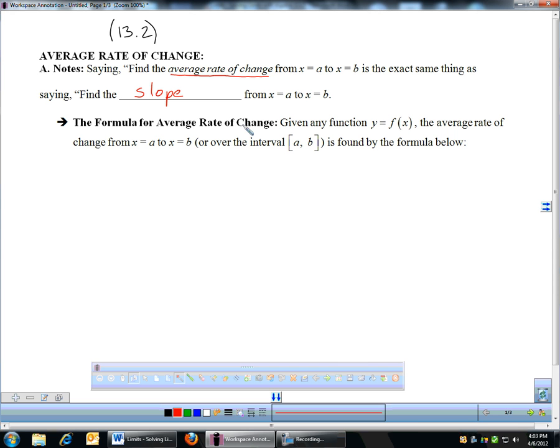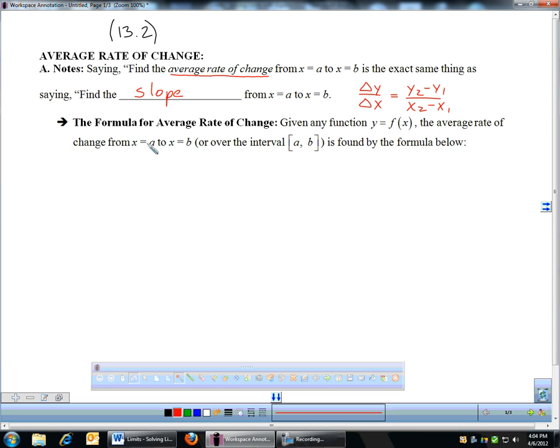The formula to find the average rate of change, if you remember way back in Algebra 1, slope was change in y over change in x, or y2 minus y1 over x2 minus x1, or you could swap that and do y1 minus y2. That is how you find slope. That's also how you find the average rate of change. It's just going to look a tad bit different.